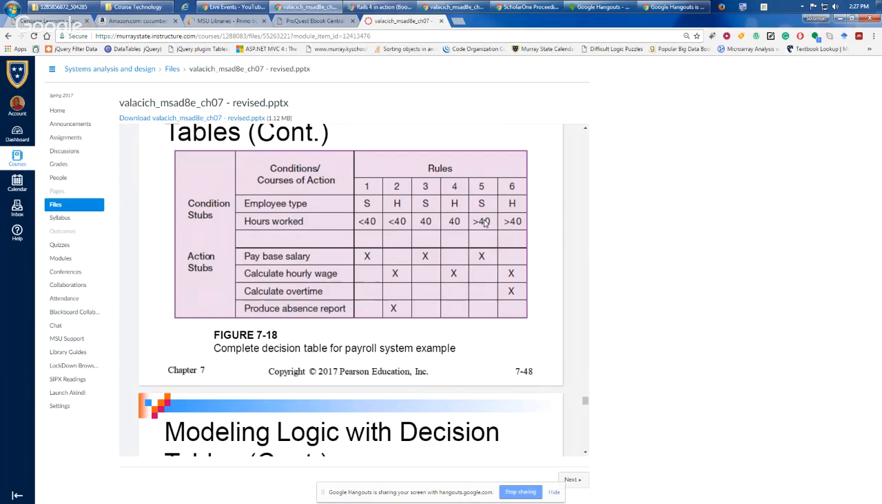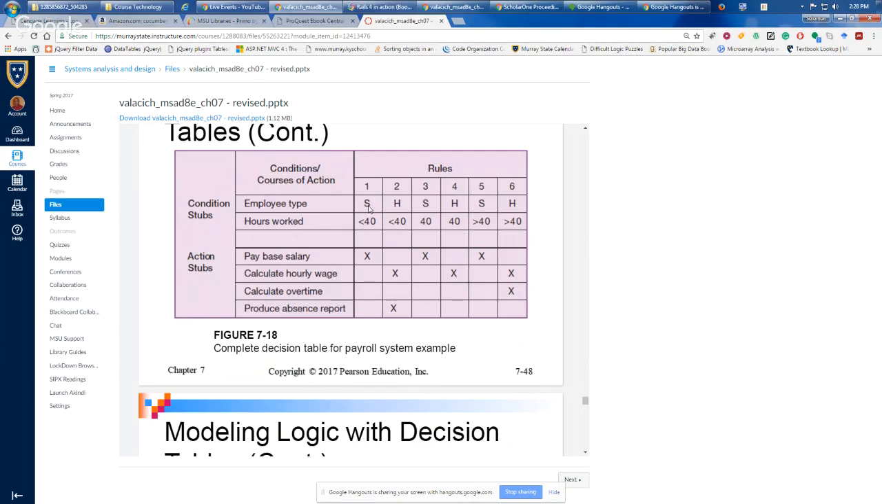So these actions are done on the condition that is described in the top half of the table. So the table has two parts. The top part is the condition stubs, and the lower half is the action stubs. The condition stubs show the name of the condition and the value of that condition, and the lower half shows what actions are applicable under certain condition combinations.